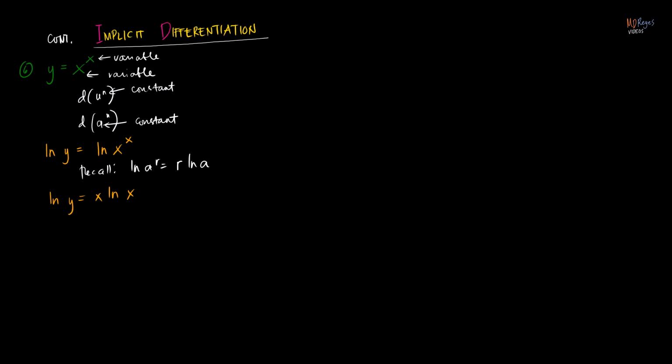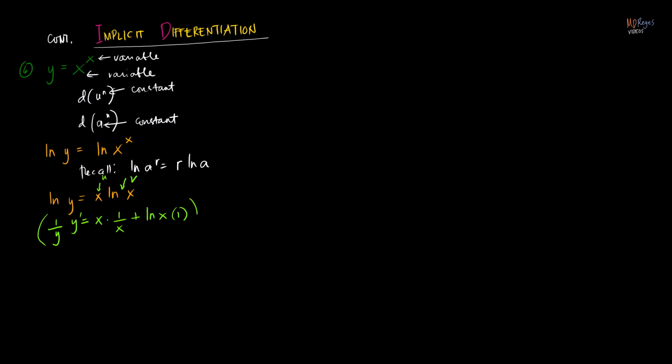So on the left side, we have the form ln of u. When we differentiate with respect to x, we'll have 1 over y times the derivative of y with respect to x, which is denoted by y prime. On the right side, it involves a product of x and ln of x, so we'll use product rule. So this is u in our product rule, and this is v. Okay, so it's x times the derivative of ln of x, which is 1 over x, plus ln of x times the derivative of x with respect to x, which is 1.